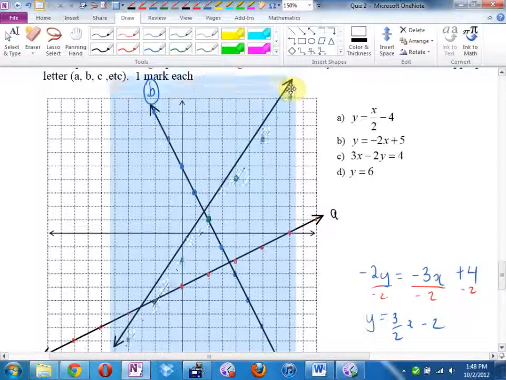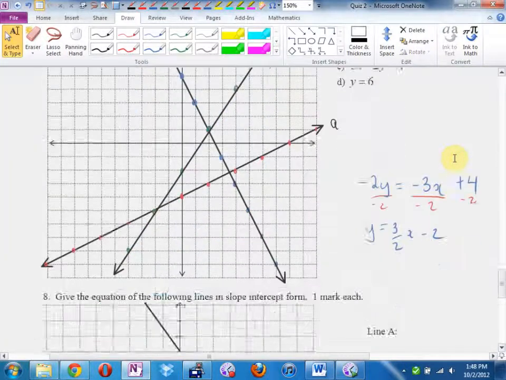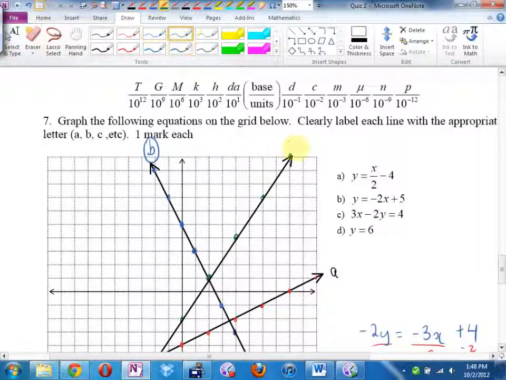Come on. Pretty close. Probably do a little better with a ruler. That was C.